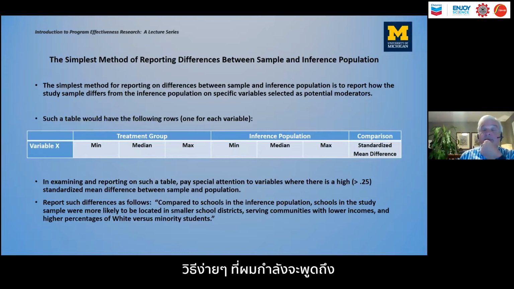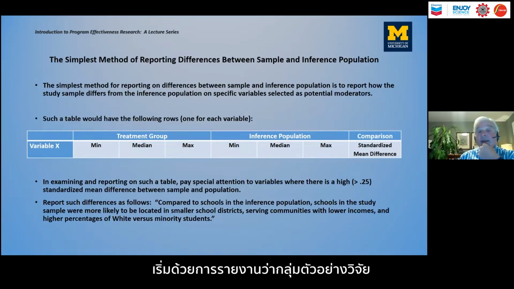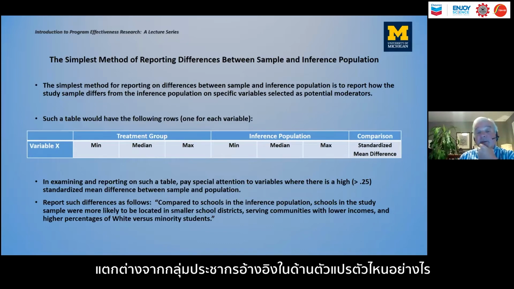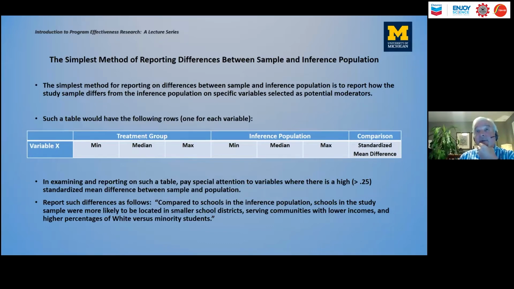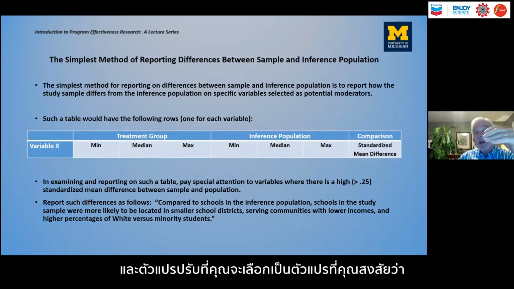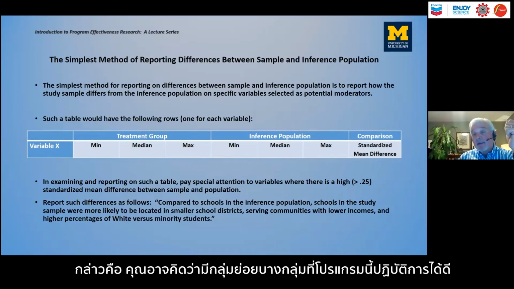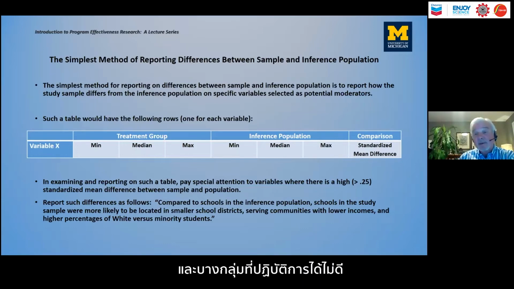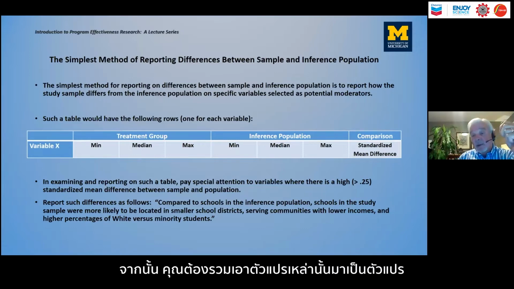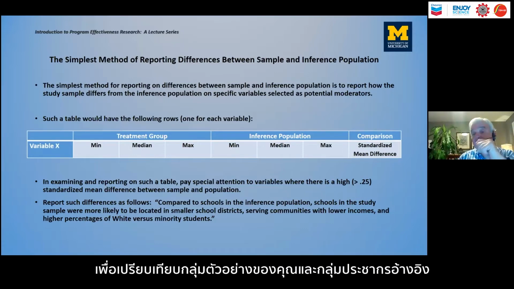So the simple method that I am talking about begins by reporting how the study sample differs from the inference population on specific variables. And the variables that you're going to select are variables that you suspect might be moderating the program effect. That is, you might think that there are some subgroups in which this program works well and some in which it doesn't work well. Then you want to include those as variables to compare your sample and the inference population.